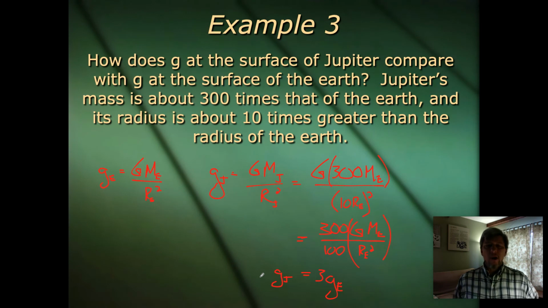Now, I know that's a lot of math, but notice I didn't have to plug in any of those big ugly numbers written in scientific notation, right? The 6.67 times 10 to the negative 11th and the mass of the Earth and the radius of the Earth. I didn't have to use those numbers because algebraically I ended up canceling them out to make it g sub E. So in the end, the acceleration of gravity on Jupiter is equal to 3 times the acceleration of gravity on Earth. So Jupiter's acceleration of gravity is around 30 meters per second squared.